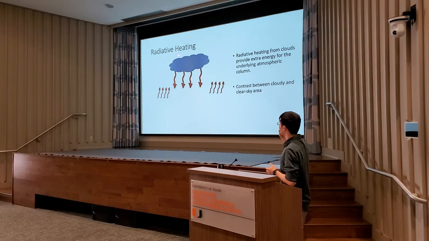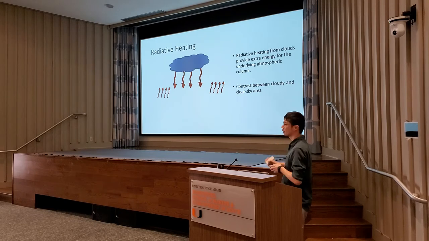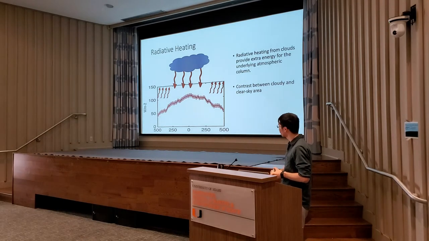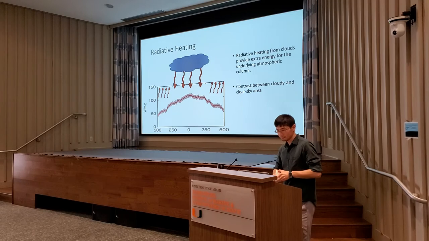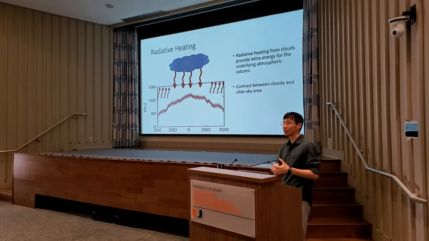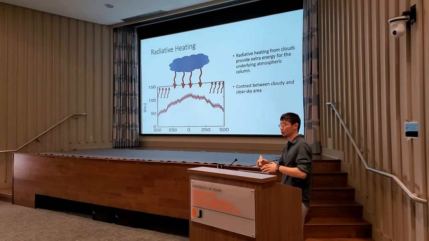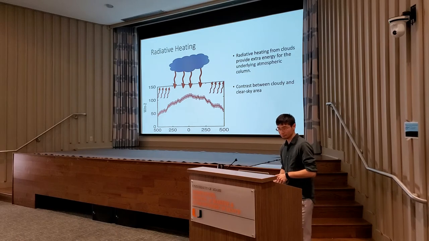And if we have a cloud in this area and no cloud in these two areas, the area underlying clouds would gain more energy compared to the area without clouds above. So how do we relate it to TC intensification?